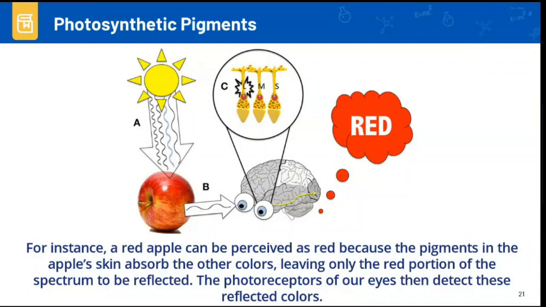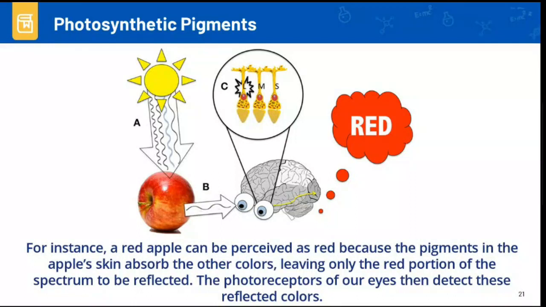That's why the apple turns out red. It's because the color reflected back is the red wavelength. And that red portion of the spectrum that is reflected is received by our eyes through our photoreceptors. That's why what we see appears red.